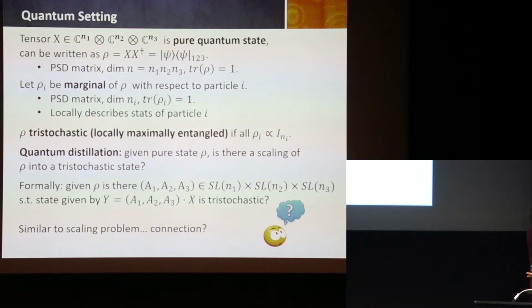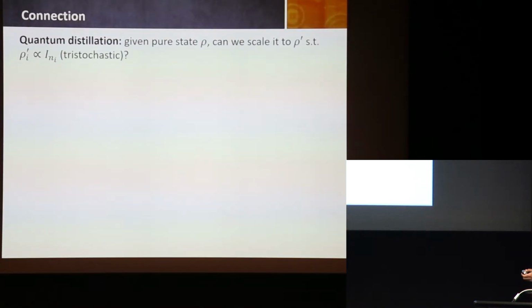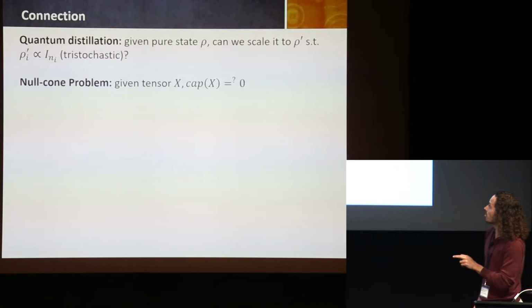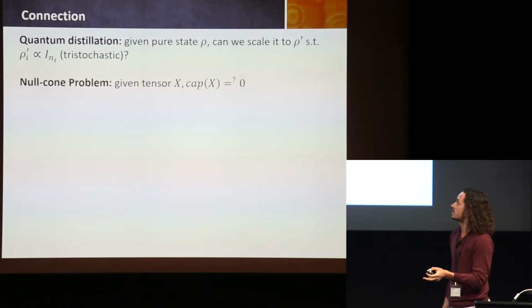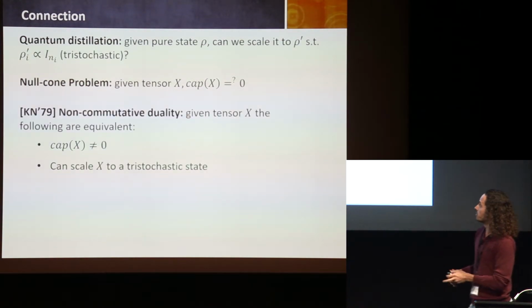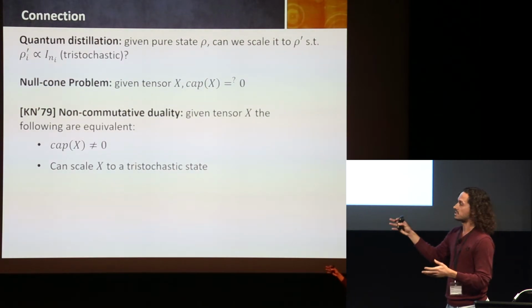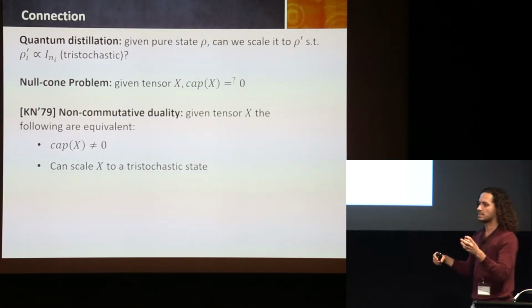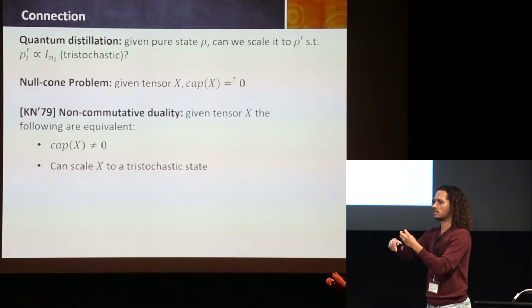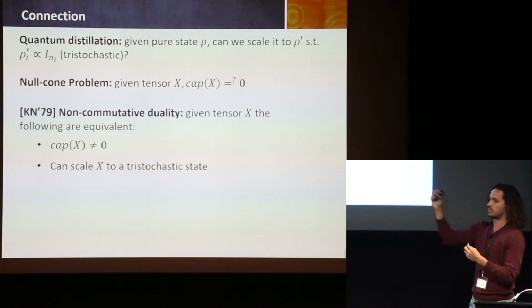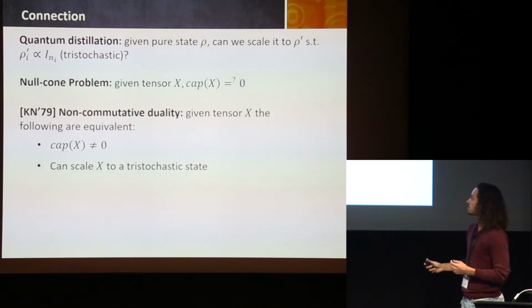Now, is there a connection to this? And yes, the connection is that quantum distillation asks, given a pure state, can we scale such that all of the marginals are tristochastic? And the null cone problem, remember, is given a tensor x, which is a pure state, is the capacity equal to 0. And Kempf-Ness, if you state this theorem in our tensor setting, gives this non-commutative duality, which shows that given any tensor, if the capacity is not 0, which means that 0 is not in the orbit closure, then we can actually scale x, the pure state x, to the tristochastic state, okay?